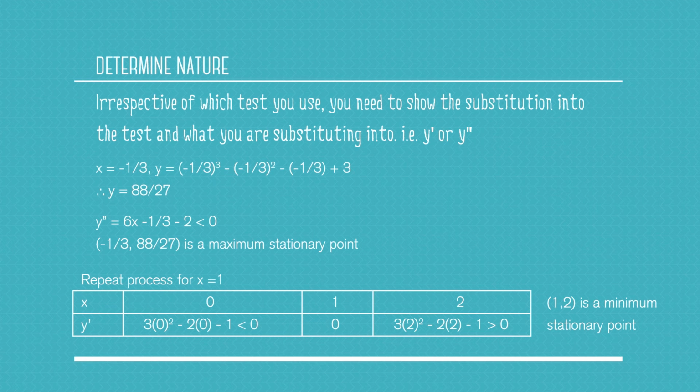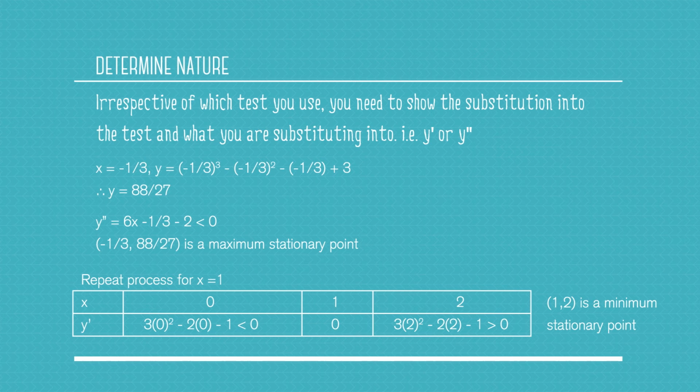After you have shown the substitution, you should then have some sort of a conclusion. I always liked with my second derivative test to do a reference back to either less than 0 or greater than 0 before you then write your conclusion as a maximum stationary point. For that question, I've got an answer of y equals 88/27 when x equals negative 1/3. My second derivative worked out to be negative 4, which was less than 0, so I knew it was a maximum stationary point.